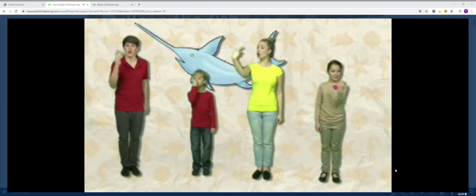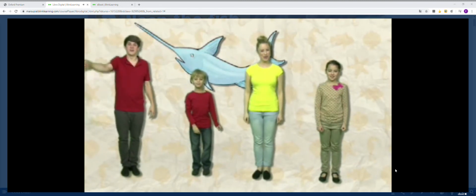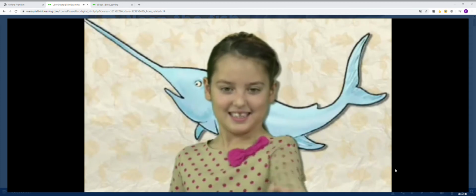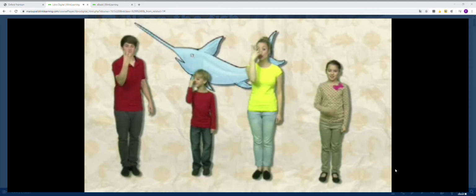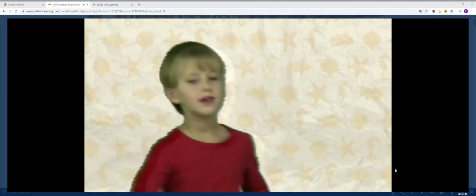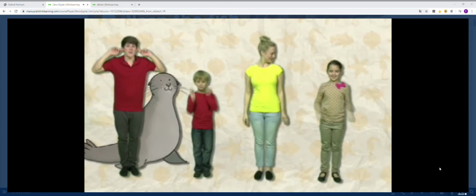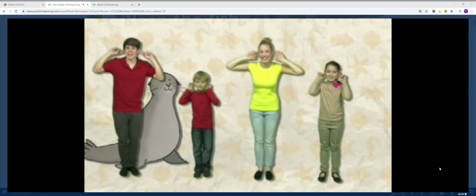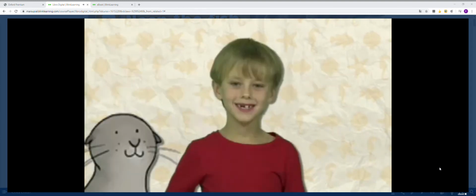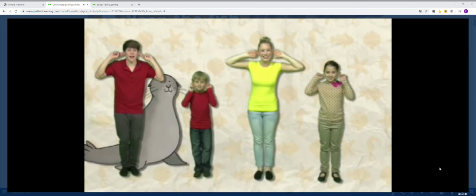Look at my nose, I'm a swordfish. Look at my long nose. Look at my ears, I'm a sea lion. Look at my small ears.